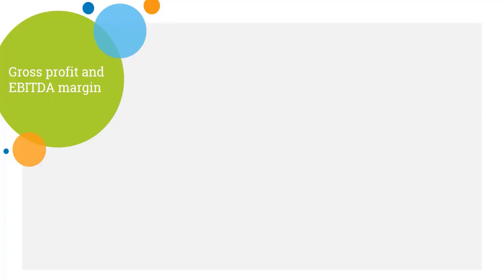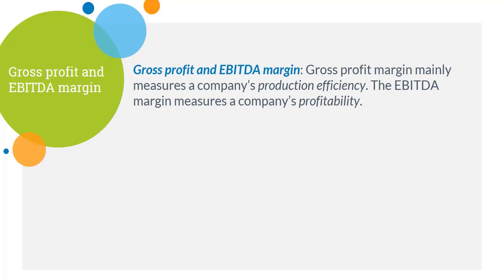The most popular profitability metrics are gross profit margin and EBITDA margin. I'm going to group these two together just because the calculation is exactly the same. It's just using different indicators, but the calculation is the same. Now, even though the calculation is basically the same, they are measuring different things.